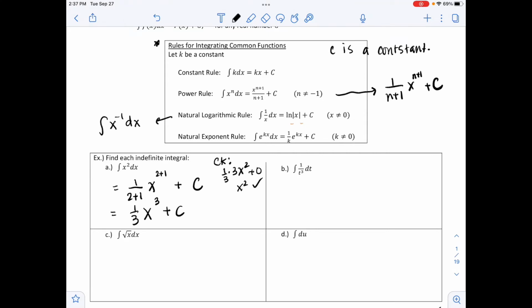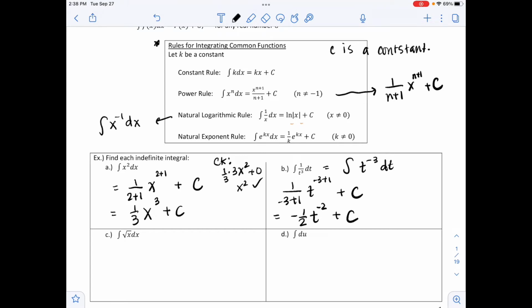Likewise for b, we have the integral of 1 over t to the third dt. I'm going to go ahead and rewrite this as t to the negative third dt, so I can use that power rule. The power rule is adding 1 to that exponent and dividing by it, so 1 over. And then our exponent is also going to be adding 1 to that too, and then plus c. And so we end up with negative 1 over 2 t to the negative second plus c.